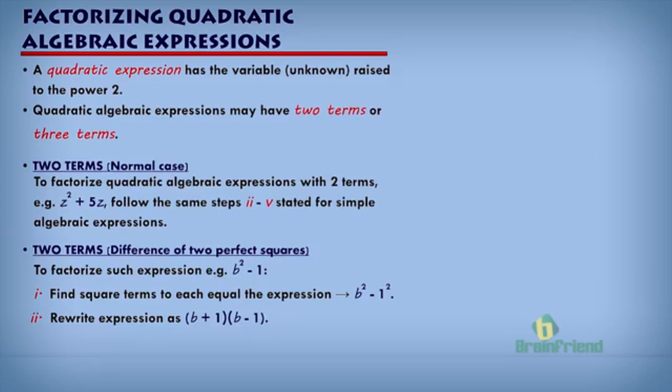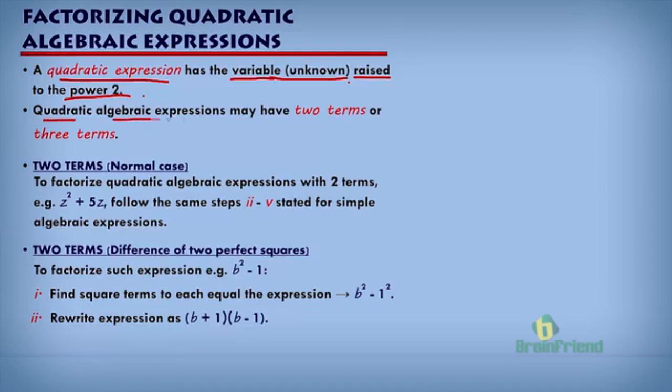So what's a quadratic expression? A quadratic expression has a variable that is the unknown, usually represented by letters, maybe X, Y, A, B, or something. Our unknown is always raised to the power 2. So that's the difference between the quadratic expressions and the simple algebraic expressions that we worked on previously. Previously, none of those expressions had our variable raised to the power 2. So far, we'll be dealing with quadratic expressions that have variables that are raised to the power of 2.